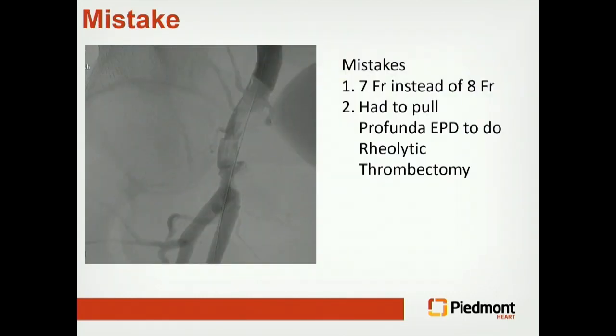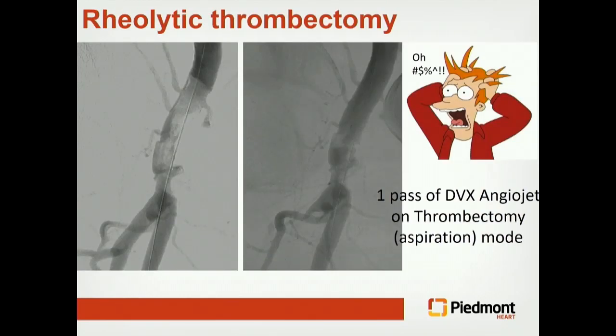Number one, I went 7 French instead of 8. The second thing is I had to pull the profunda embolic protection device to do rheolytic thrombectomy, because at this point this would be the other option to treat this instead of dripping it. One pass of the DVX AngioJet thrombectomy, and again, this was a couple years ago. I think you'll notice something now missing, paucity of flow into the profunda. This does not make for a very good day.